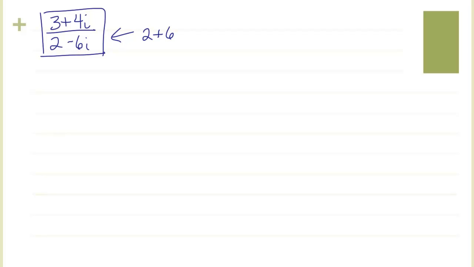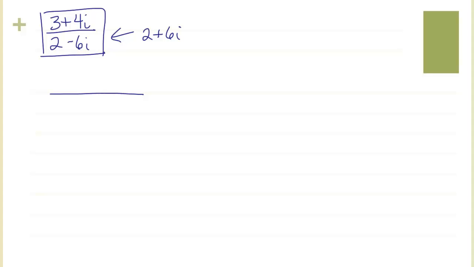3 plus 4i over 2 minus 6i. So that's my original problem. I got to think about what's the complex conjugate. It's going to be 2 plus 6i. So I'm never going to need 3 minus 4i. I'm fine with i's on the top. It's the bottom that we have to get to have no i's.